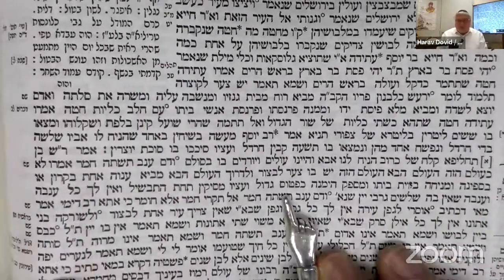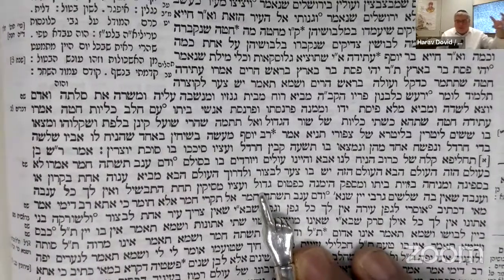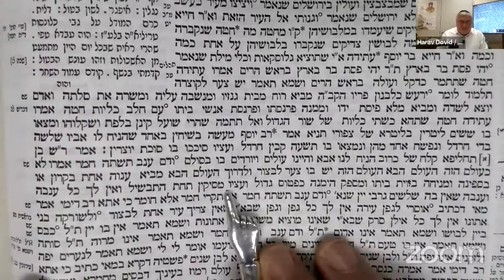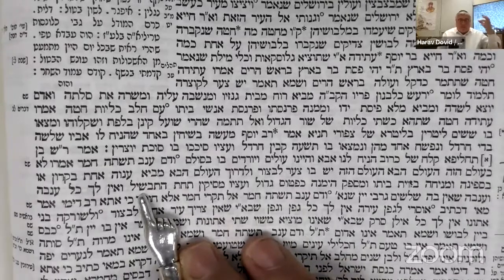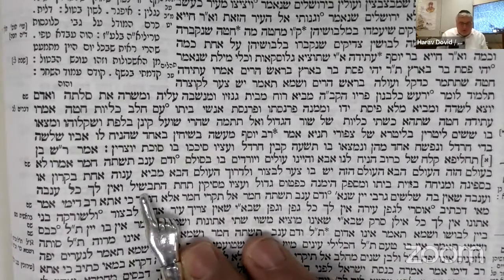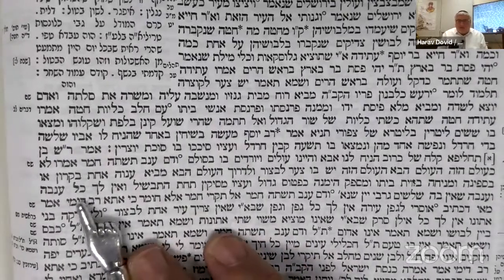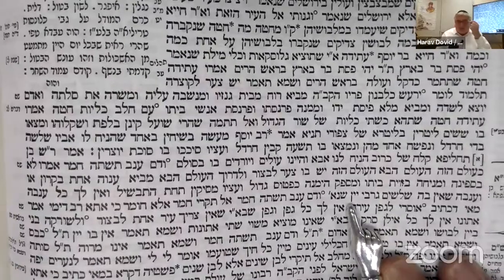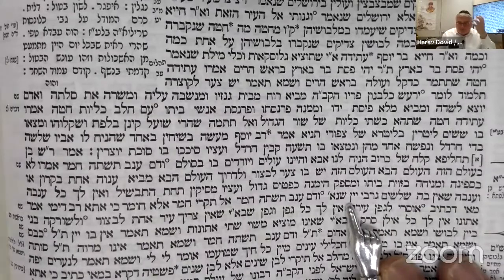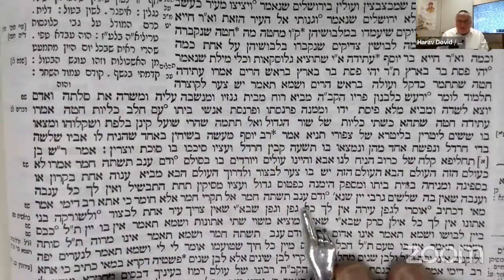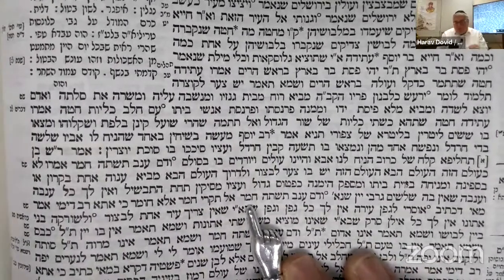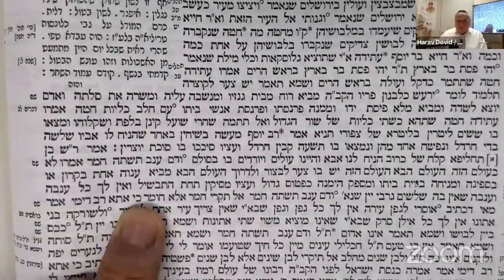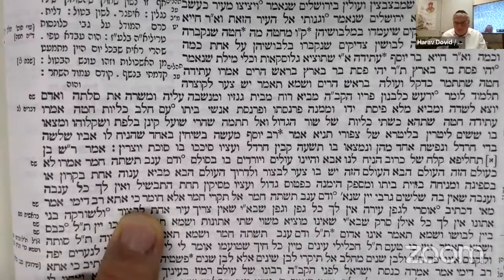You'll be able to get enough wine out of that one grape like a big barrel, and you'll be able to use its wood to heat up your pots. Each grape will have 30 jugs of wine. That's how much each grape will make. Chomer means wine, but we say chomer al chomer. Chomer is a huge amount.